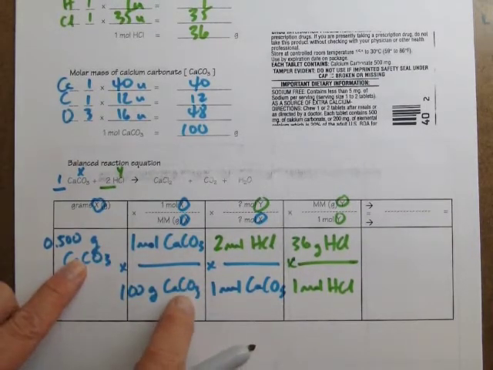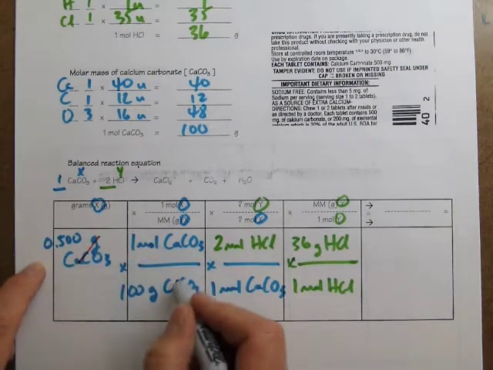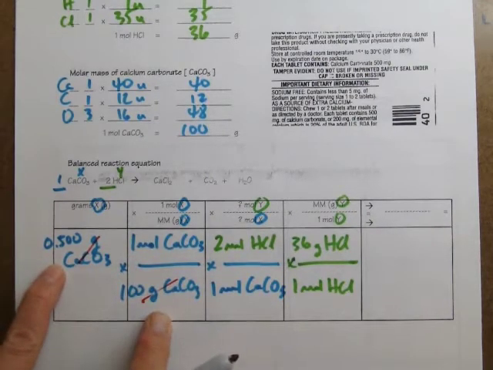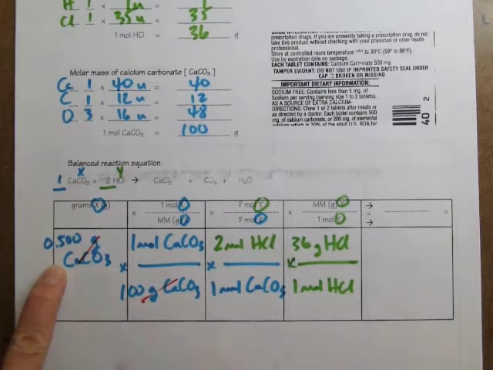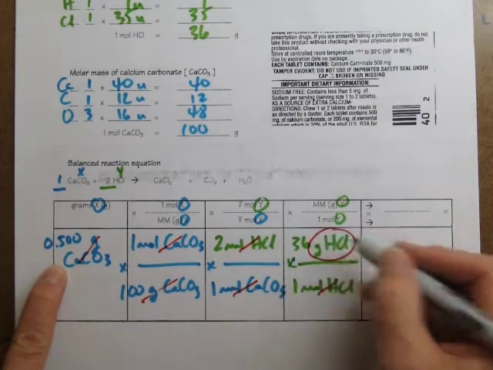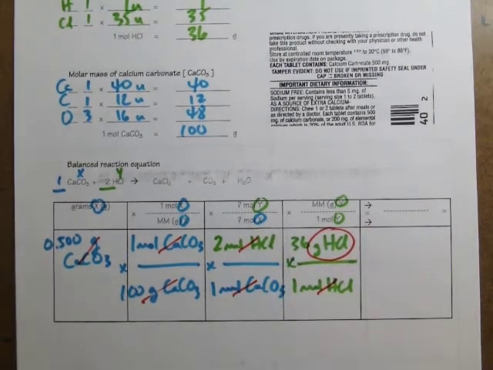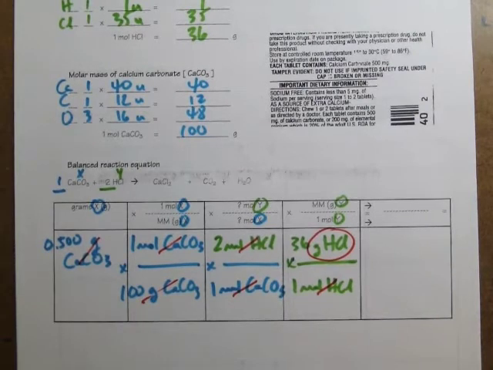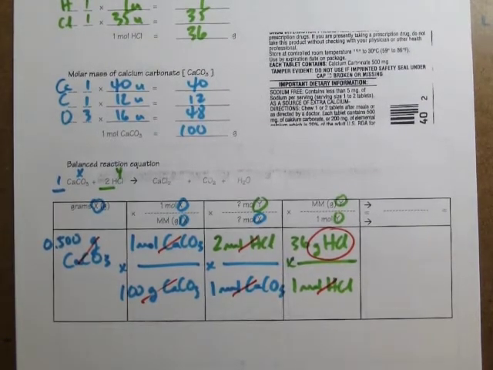Grams of calcium carbonate are on the top and bottom of a fraction. Anything divided by itself reduces to 1 and factors out. So I can also cancel out moles of calcium carbonate, moles of hydrochloric acid, and the unit that I'm left with is the one I'm trying to find. How many grams of acid can the calcium carbonate in Tums react with?